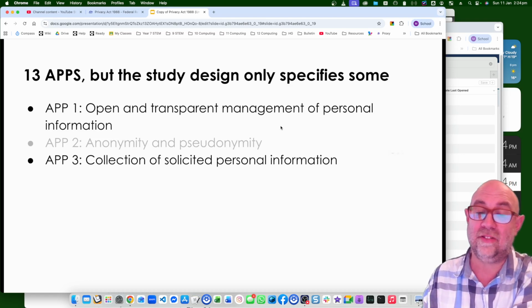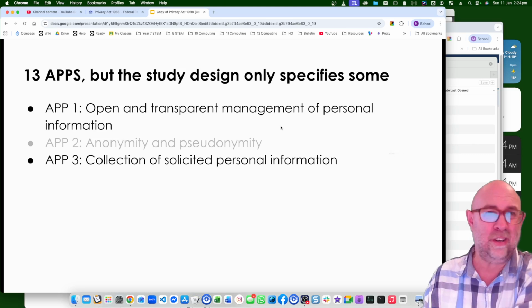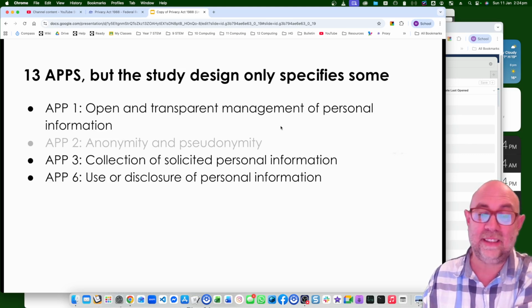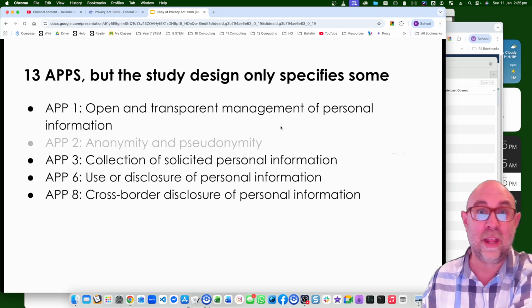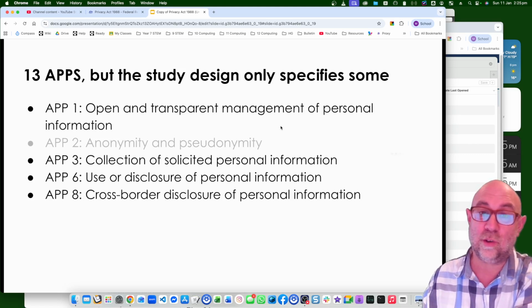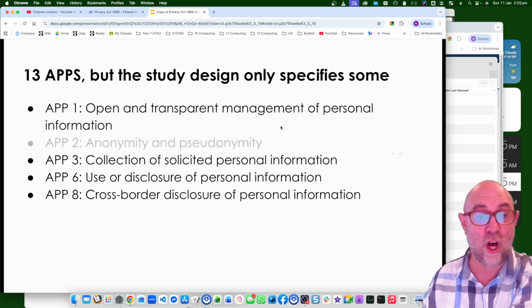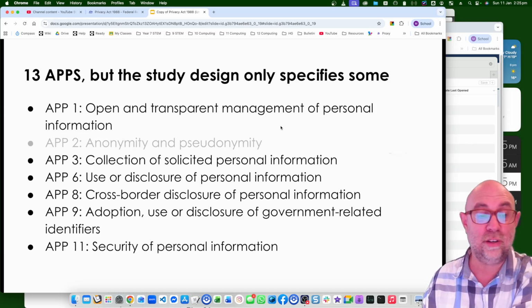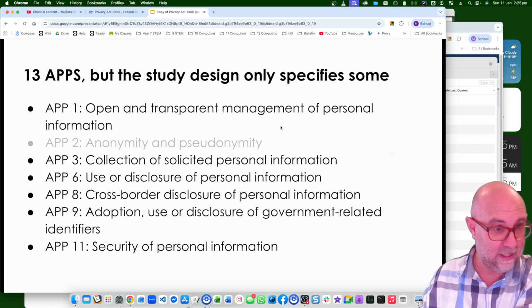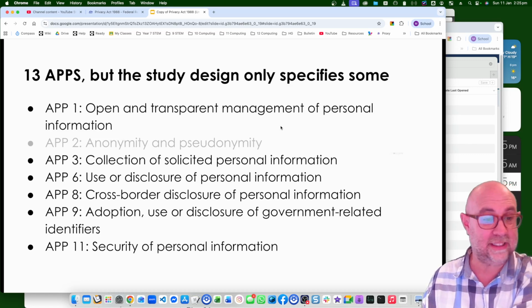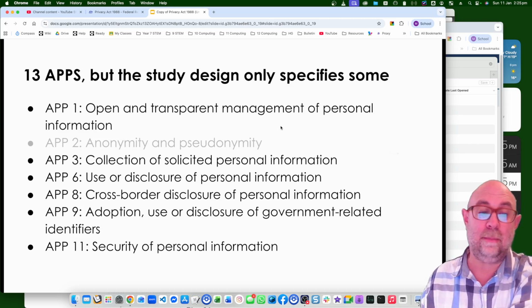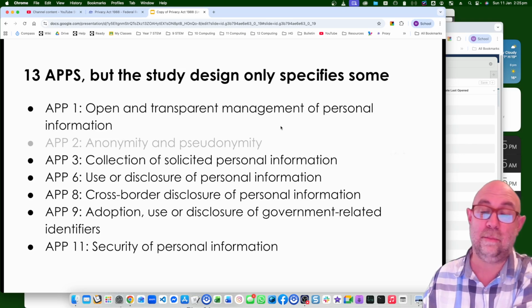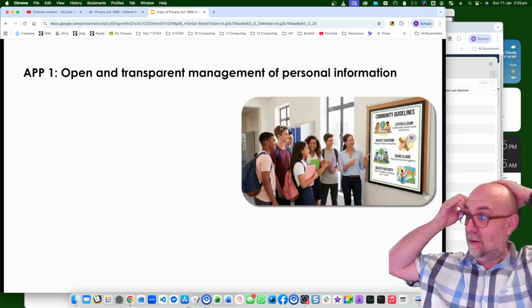APP3, which is about collection of solicited personal information. That means when you're asking for information. APP6, which is about the use and disclosure of personal information. So when can they disclose your information to other people? APP8, which is cross-border disclosure. When can they share it outside of Australia? APP9, which is about government related identifiers and when they can use those. And the final one, so what have we got? About 1, 2, 3, 4, 5, I think 6 in total. The final one, APP11, is about the security that you must have for personal information. So let's look at them one by one.